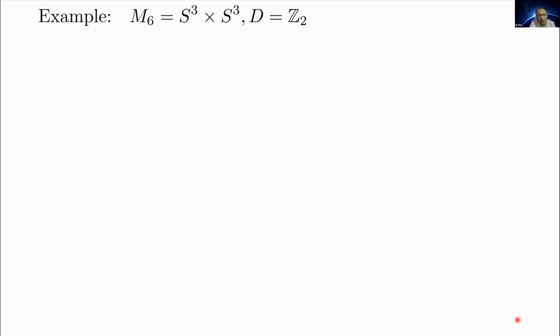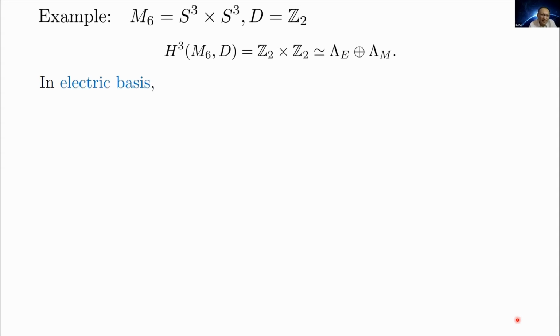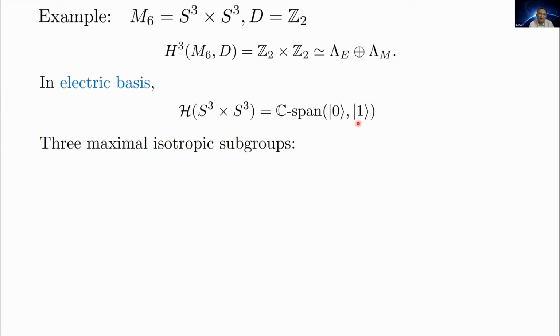So to give a quick example, consider the 6-manifold being S3 times S3, and the group being Z2. Then H3 will be a product of two Z2s. We will refer to the first Z2 as electric and the second Z2 as magnetic. The Hilbert space will be 2-dimensional, and it will be spanned by the two vectors if we have chosen the electric basis. And there are going to be 3 maximal isotropic subgroups. You can take the first Z2, the second Z2, or the diagonal Z2. They are all maximal isotropic.